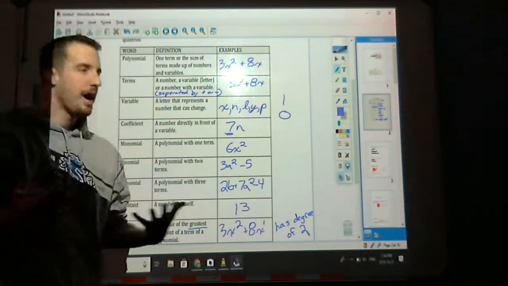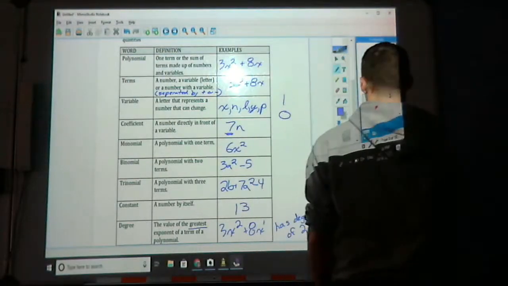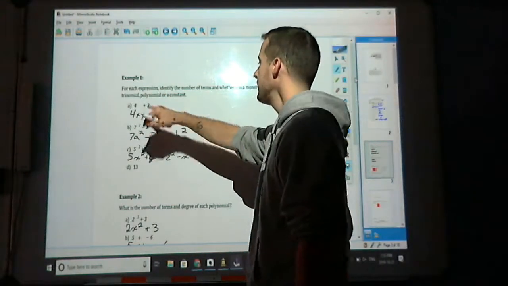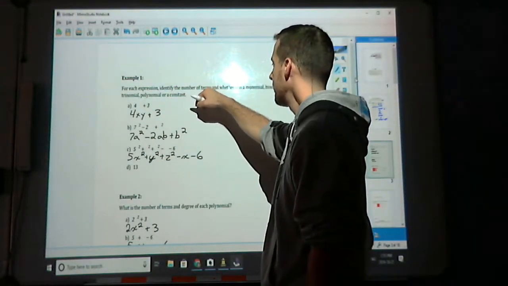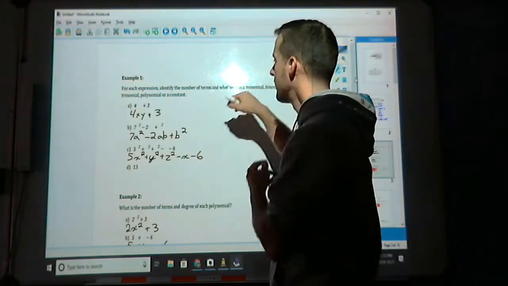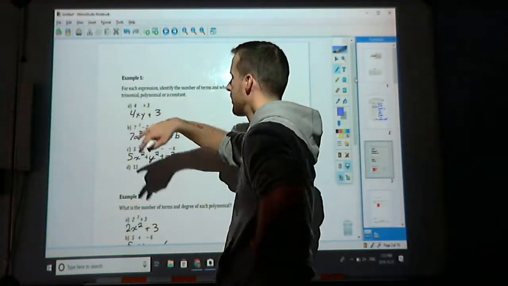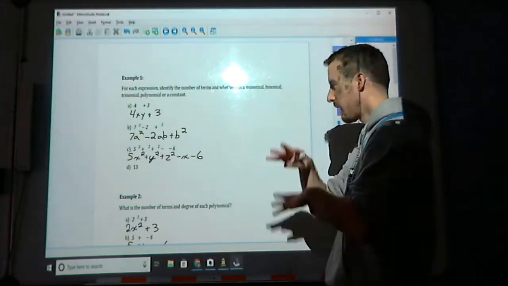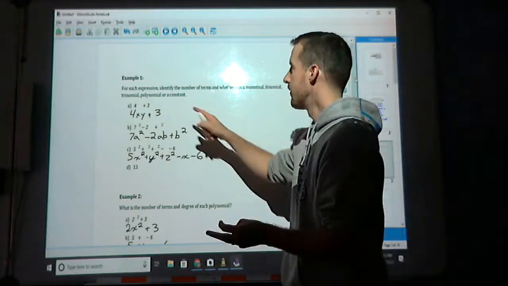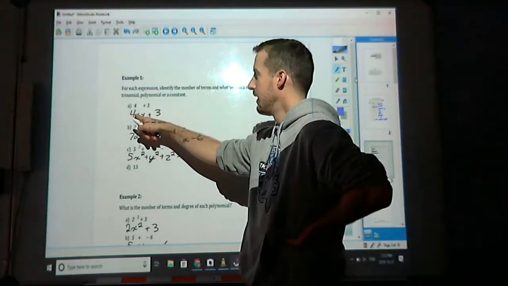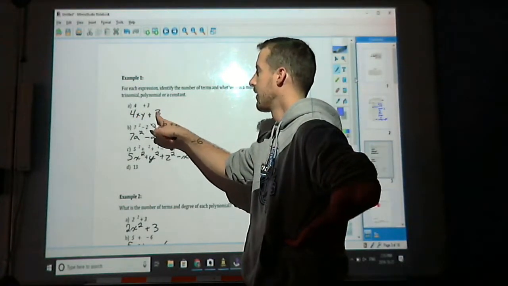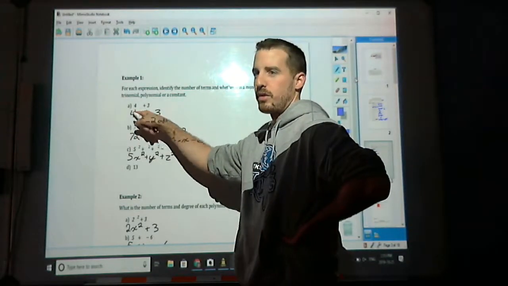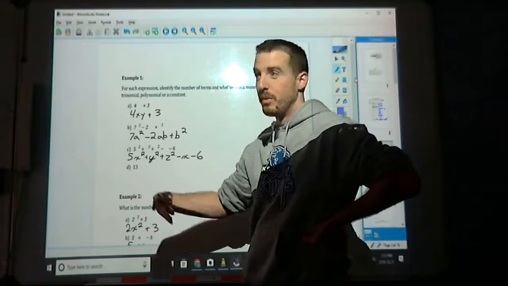Now let's move into how do we actually use this. So, for each expression, identify the number of terms and whether it is a monomial, polynomial, binomial, trinomial, or a constant. Okay, so we're going to kind of break it down to a lot of options. So, for number 1 here, we have 4xy plus 3, right? And 4xy means 4 times x times y. It's not 4 times y, like the x is the variable.